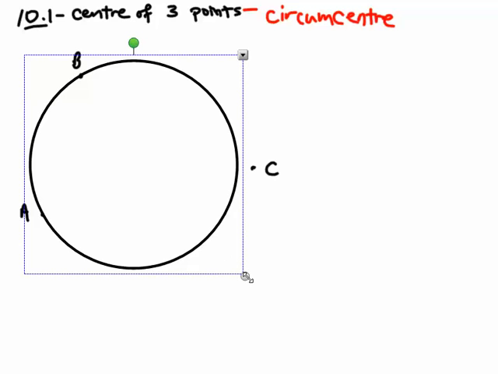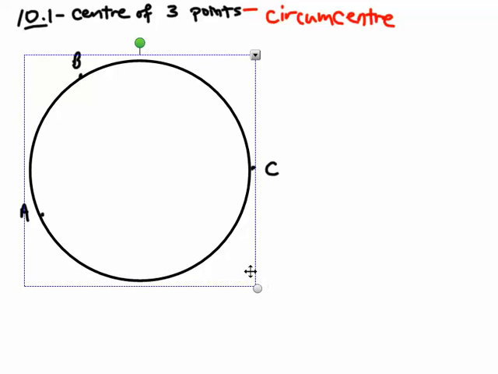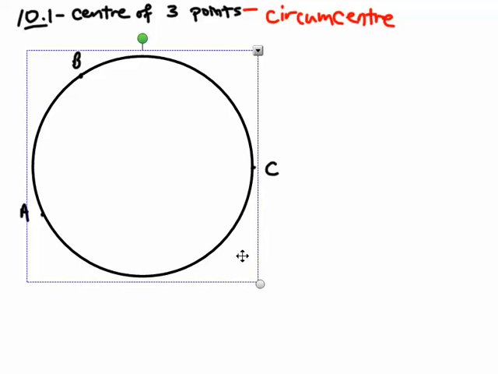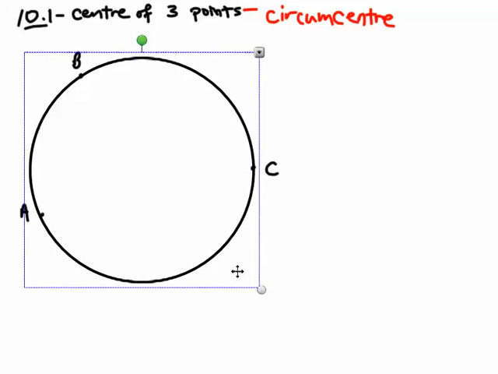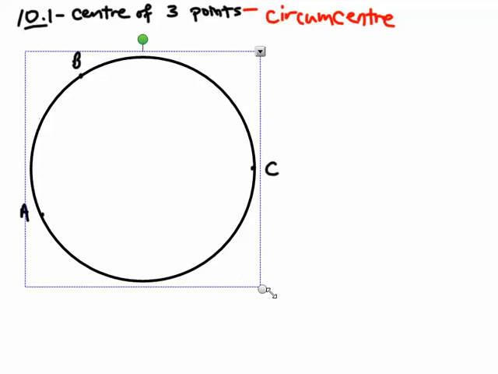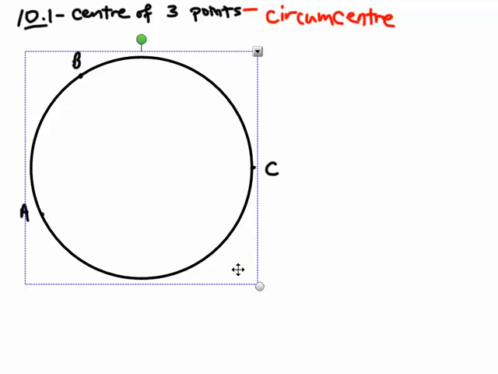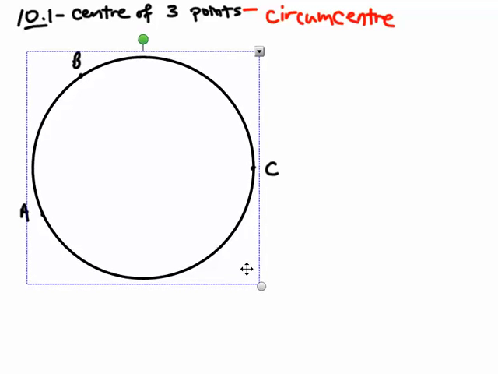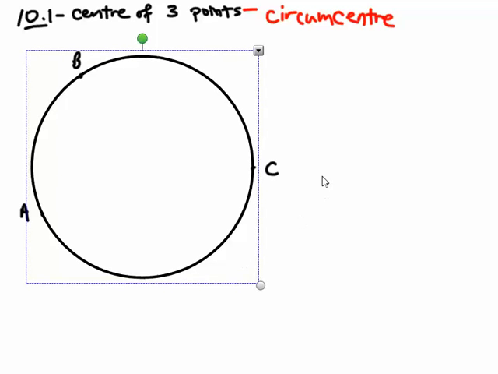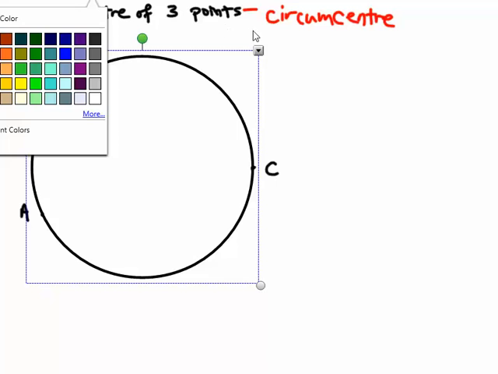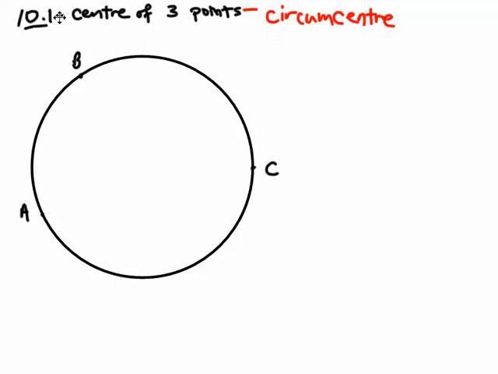However, once I introduce this third point, letter C, there is only one possible circle that connects through all 3 of these points. And this is not as easy as it seems. Once you have that, we have the circumference of this circle as we learned in chapter 5. So that's the circum part of this definition, but it's the center part that we need to figure out. So how do we find the center of a circle?